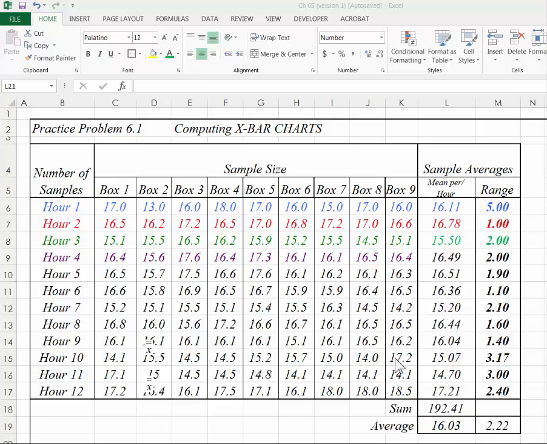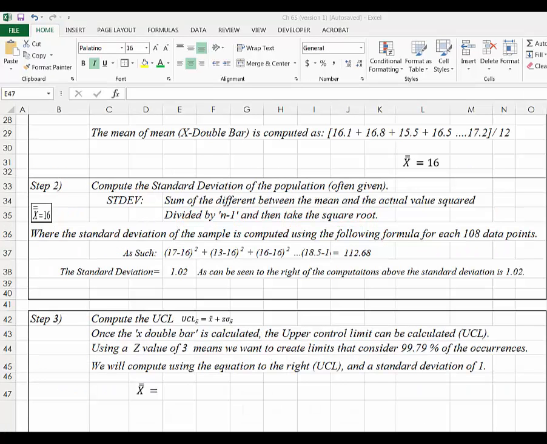So now you can see this is where we came up with the average and the range. Now I'm going to move on to what to do with this. So now we've moved down to step 3, because step 2 is computing the standard deviation. And for these problems, the standard deviation is going to be given to you. So you're not going to need to do it.